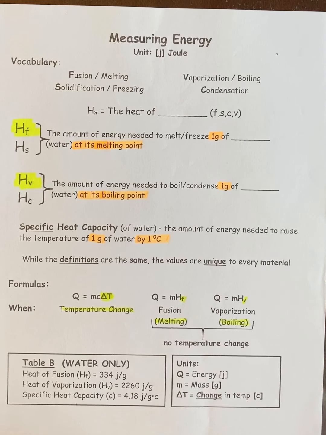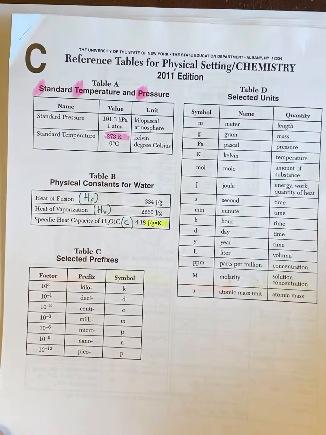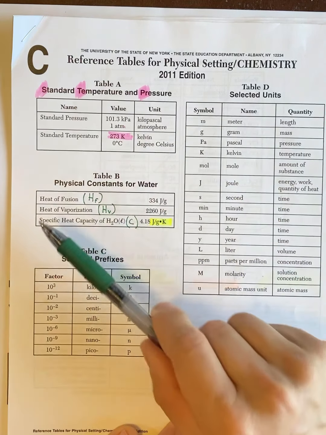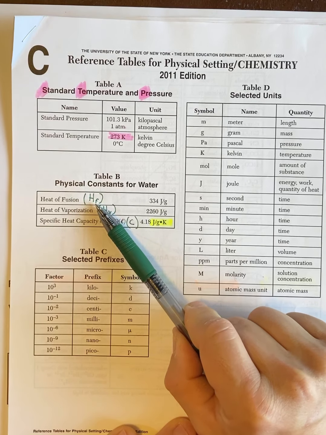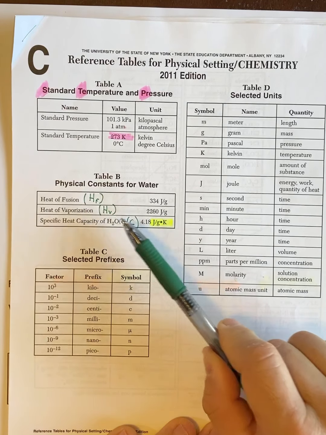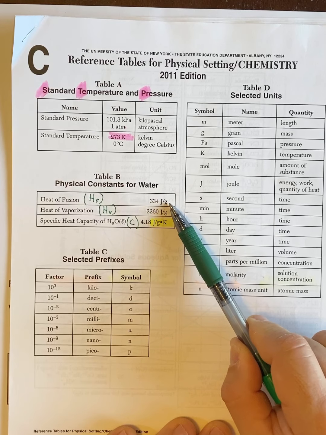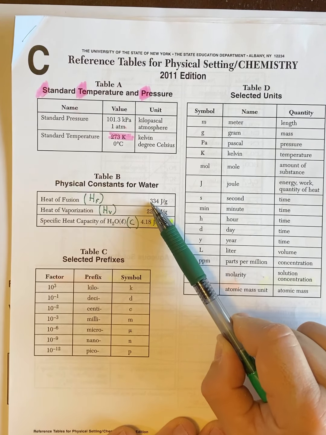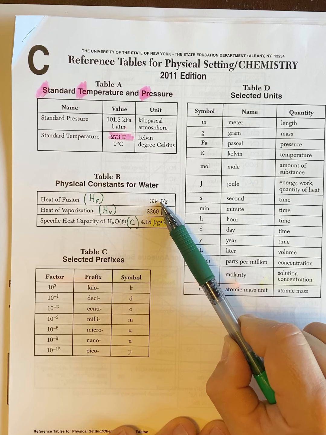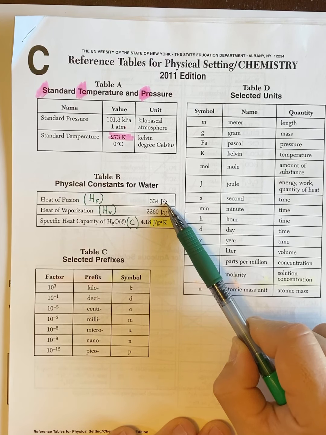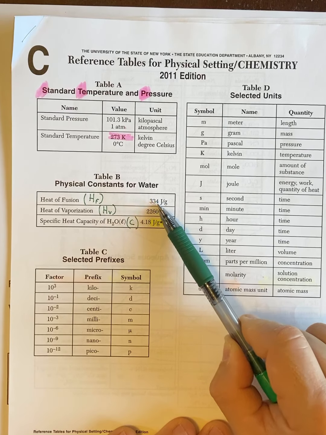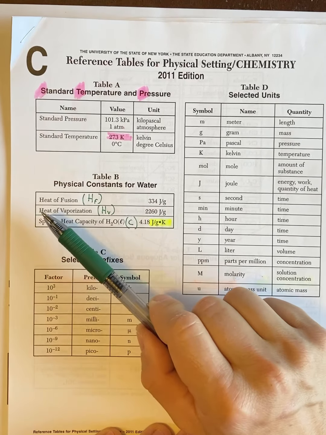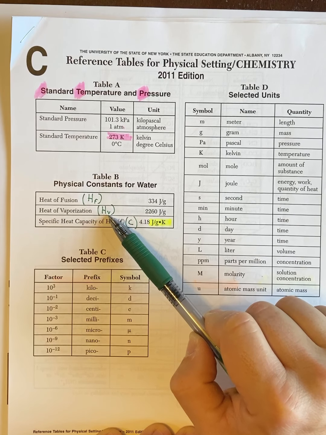Now, on your reference table, we actually have all these things right here. On table B in your reference table, it's pretty simple. The heat of fusion, write in HF, so that way you never confuse it. For water it is 334 joules per gram. If you think about the definition, it should explain the units. It takes 334 joules to melt a single gram of water. This number itself is unique to water. The definition is not.